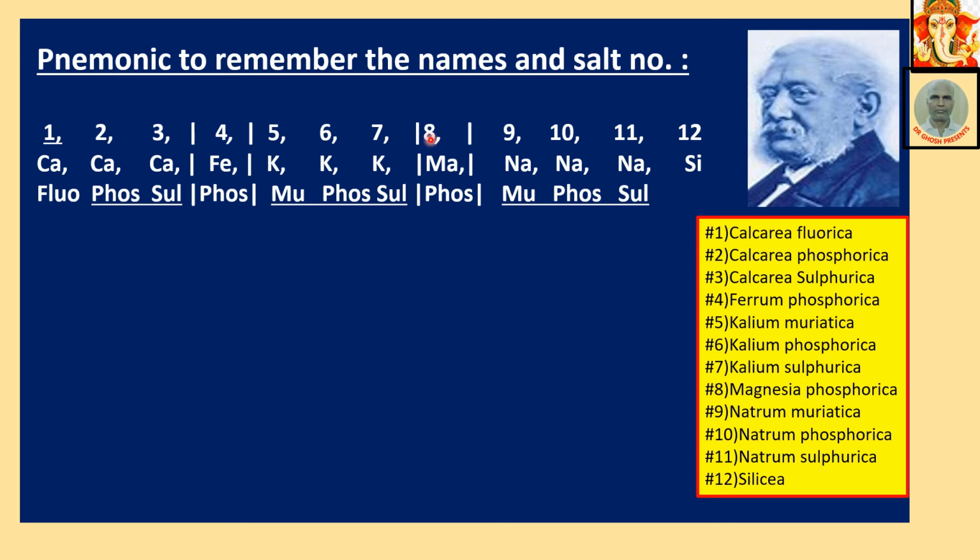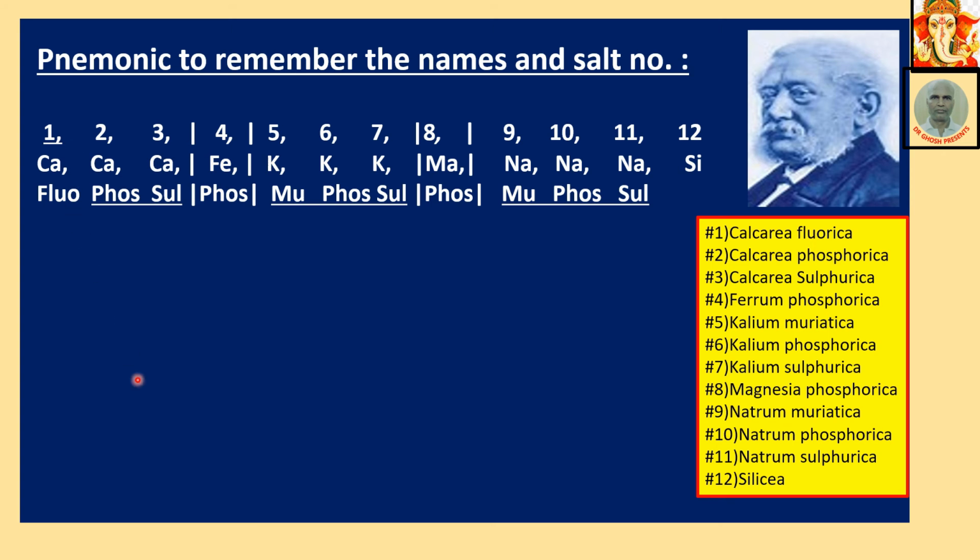Because these are either unique or there are some similarities, like number 4 ferrum phos, magnesium phos. Now about this KKK, note this: mu phos sul. About this NNA: mu phos sul. Do you remember this similarity? Muriaticum, phosphoricum, sulfuricum, muriaticum, phosphoricum, sulfuricum. Number 4 is also separated, phos. Number 8 is also separated, phos. 12 is separated, silicea. 1 is separated, calcarea fluorica.